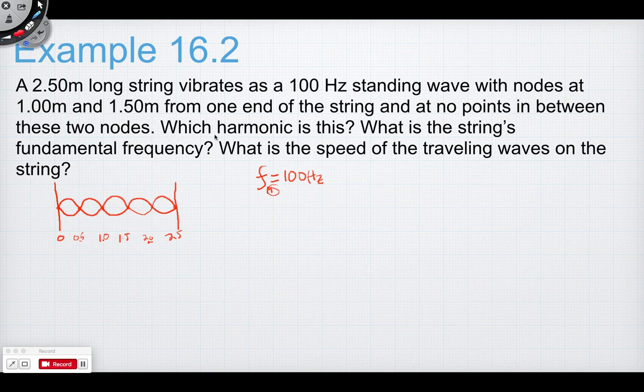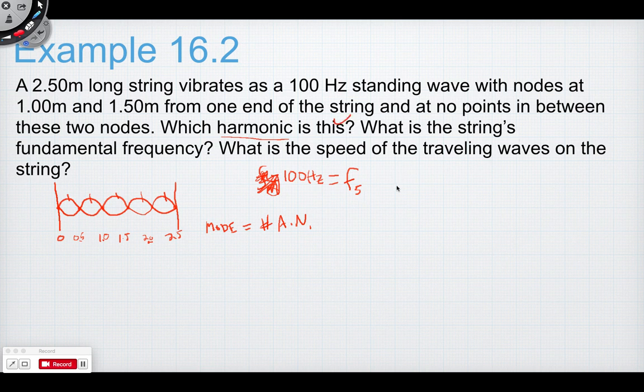The question is, which harmonic is this? What is the string's fundamental frequency, and so on. So first of all, harmonic is saying what is the mode, what mode number is this? Well, the shortcut for mode number is the number of antinodes, right? So by drawing this, I did some work for myself. I counted 1, 2, 3, 4, and 5 antinodes. So I know that this is not just some generic frequency, but specifically the frequency of the fifth harmonic because there are 1, 2, 3, 4, 5 antinodes. All right?